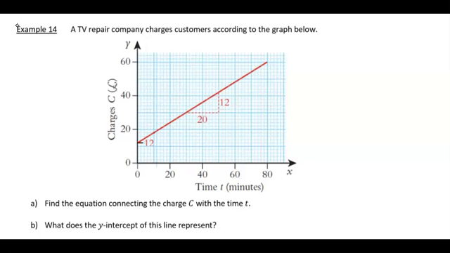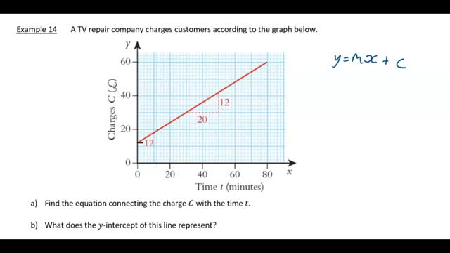It says a TV repair company charges customers according to the graph below. On the vertical axis you've got your charges C, in pounds, and your time t in minutes. We want to find the equation connecting these, so think about it in terms of y equals mx plus c. Remember, m is your gradient and small c is your intercept.